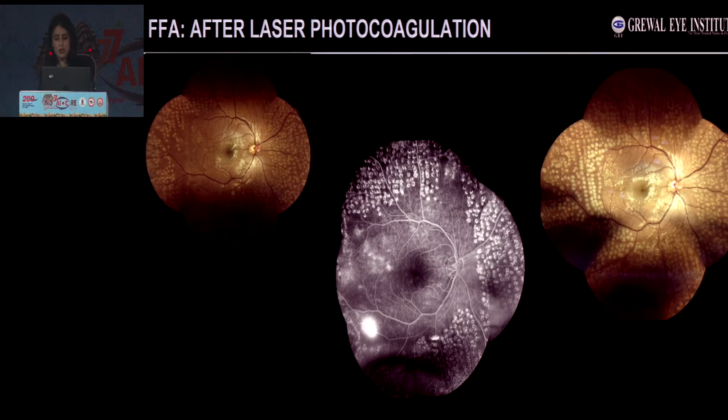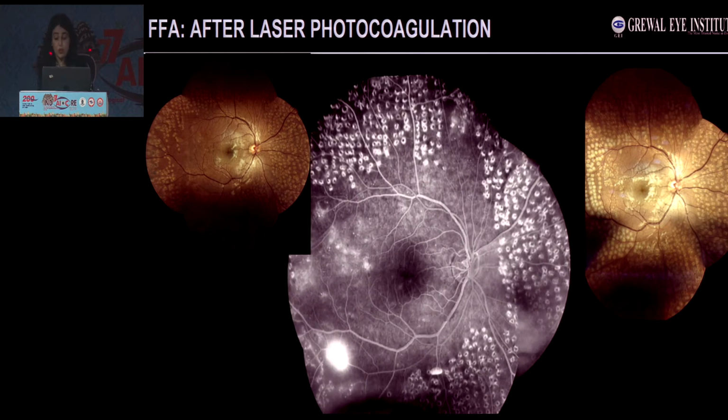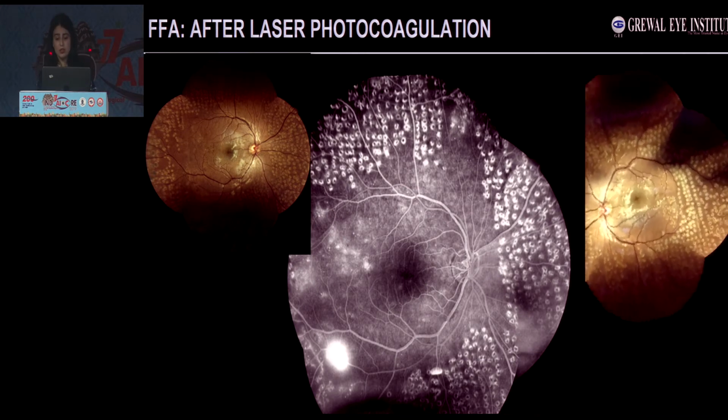Like this gentleman, he was type 1 diabetic, treated with PRP for PDR 3 years back. Just came for a regular follow-up, and FFA confirms the presence of NVE inferotemporally, and then the PRP was successfully augmented.